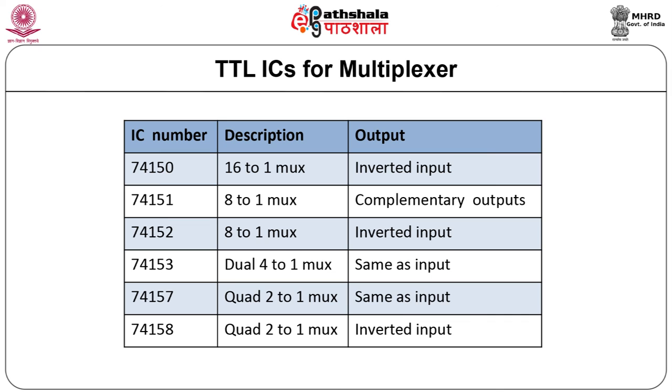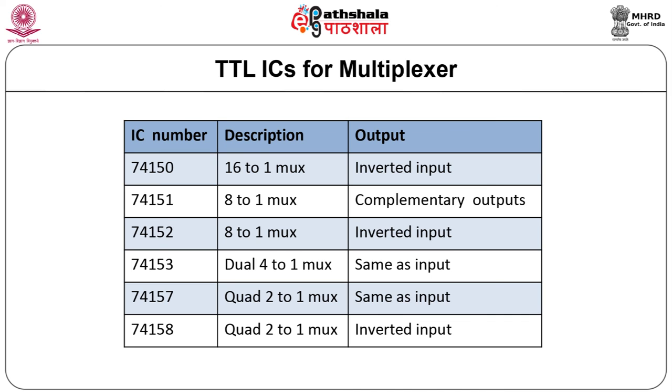Commercially, multiplexers are available in MSI IC form. The table indicates multiplexer IC numbers for the TTL logic family. Let us now talk about these commercially available ICs. IC74150 is a 16-1 multiplexer and the output of this multiplexer is the inverted input. IC74151 is an 8-1 multiplexer in a single chip, which provides complementary outputs. IC74152 is an 8-1 multiplexer wherein the outputs are inverted inputs.